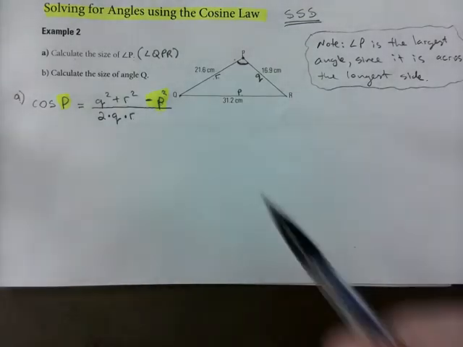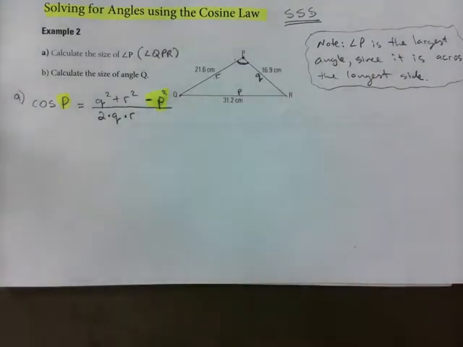How do you know it's cosine law? Because it's side, side, side. You know it's cosine law. Specifically, you can only solve for angles because all three sides are already solved for.